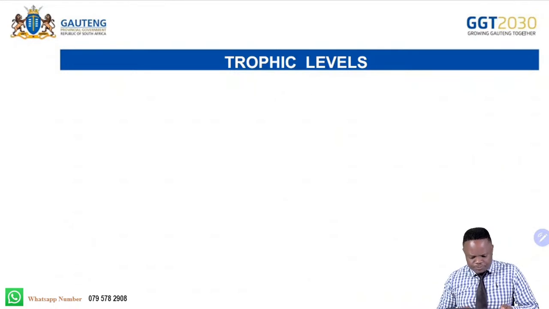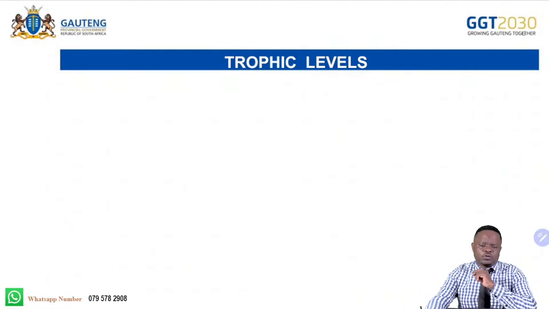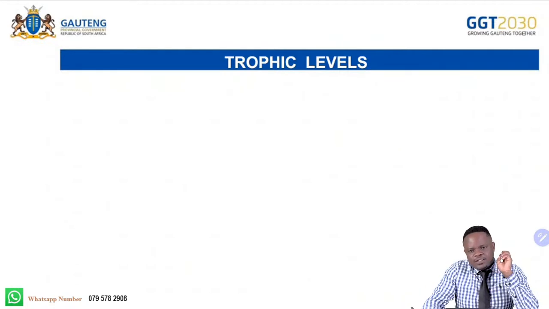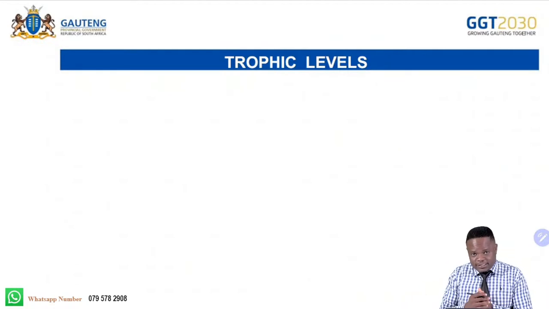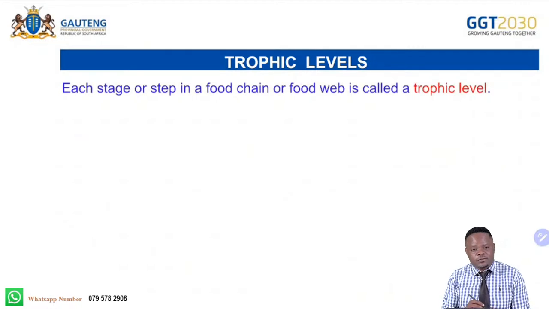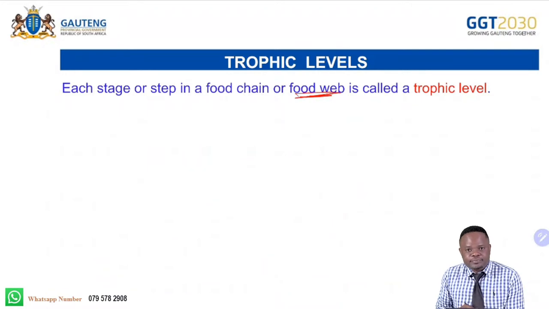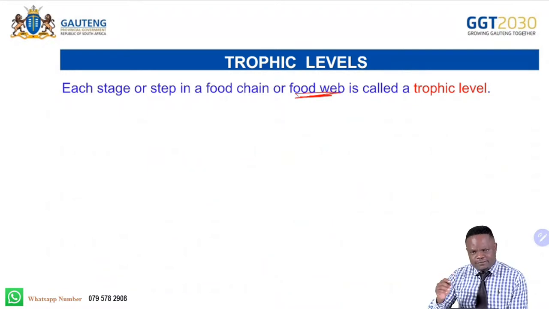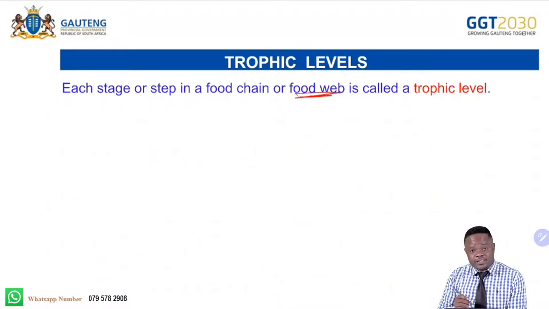Let us continue. Now we want to talk of what we call trophic levels. An interesting term for the day that you can go around singing about trophic, isn't it? So we're talking about trophic levels. Now, each stage in your food chain, or what we call a food web, which we'll talk about shortly, is called a trophic level. Okay? Each stage is called a trophic level.